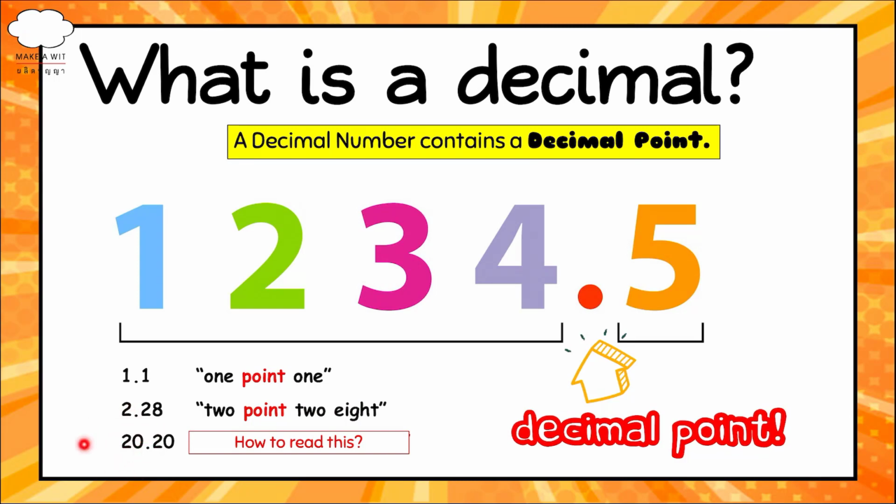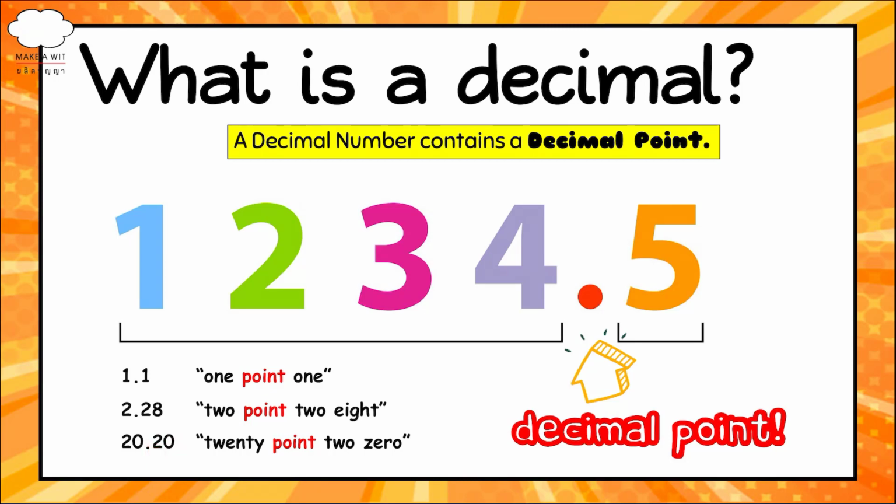Before the point, you just read normal, but after the point, you read one by one number. So 20.20 or 20.2, same. All right, if you have 0 after the number, you can just cut it out. You can just cut this 0 out. It remains the same for the value. Okay, but if 0 is before number 2 but after the decimal, then you cannot cut it.